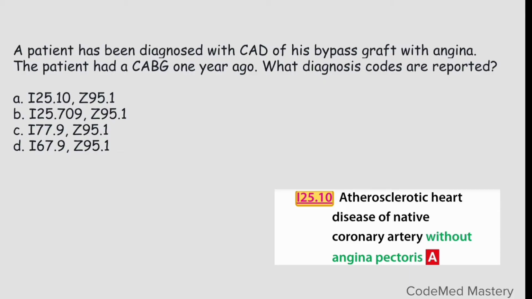I25.10. I25.10 is for atherosclerotic heart disease of native coronary artery without angina pectoris. But in the question they have mentioned CAD of bypass graft with angina. So we cannot code I25.10, which is for atherosclerotic heart disease of native coronary artery without angina pectoris. So directly eliminate option A.